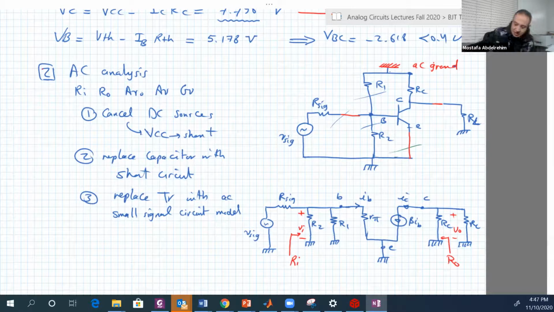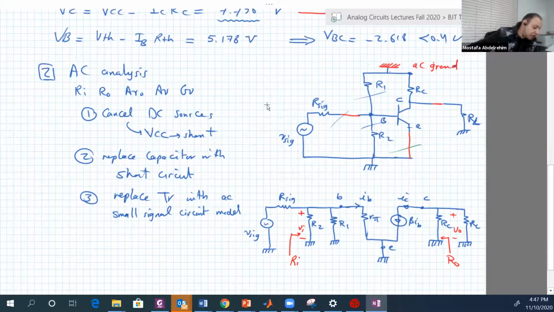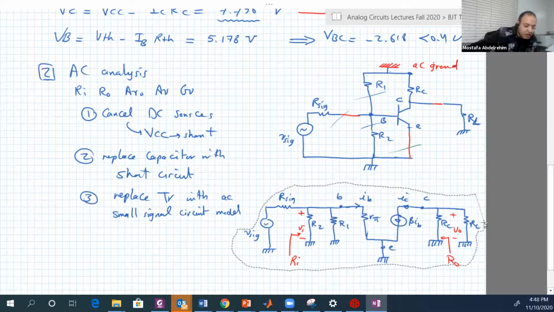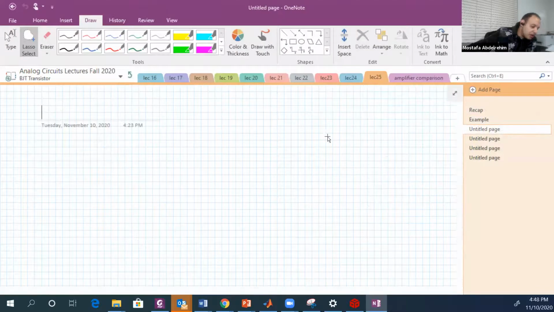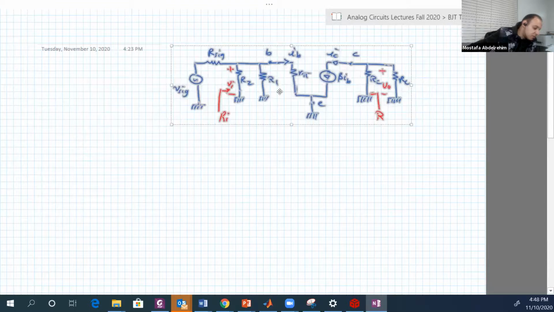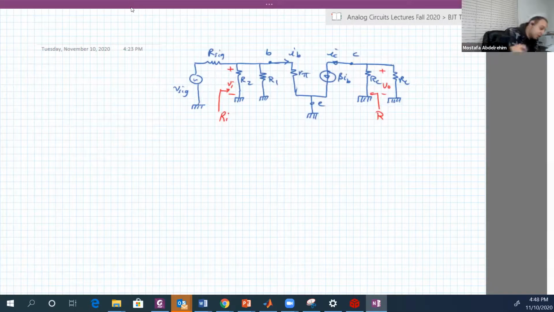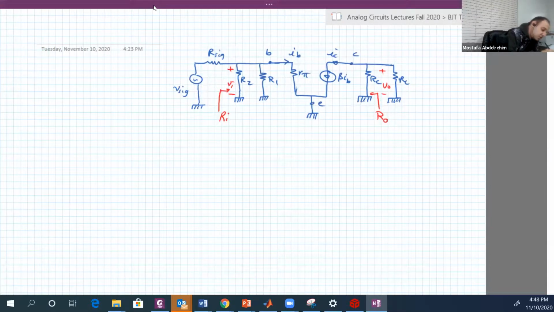So let's take this to another slide and start solving, or determining, all the required values: our input, our output, AV, and AI. So let's copy this. Let's go to another slide, put it down. Good. Okay, so now just one correction here. This is RO. Let's solve now.